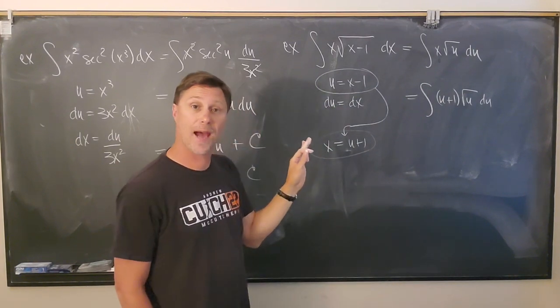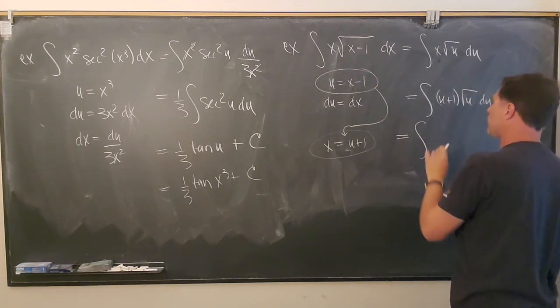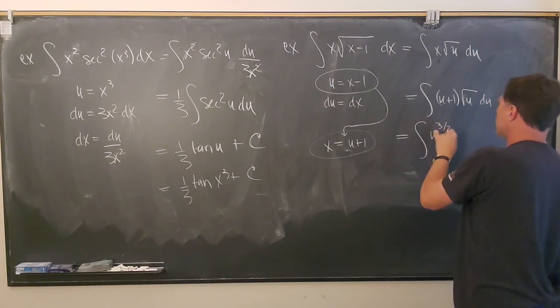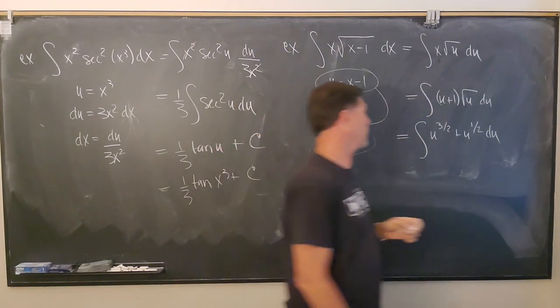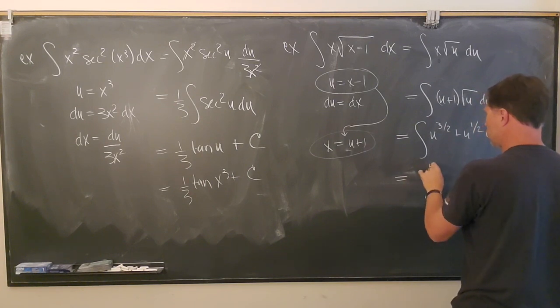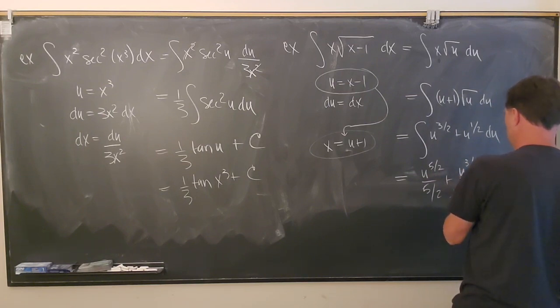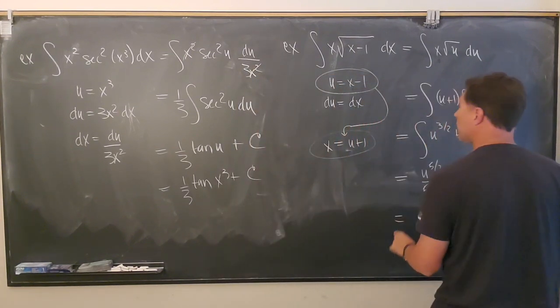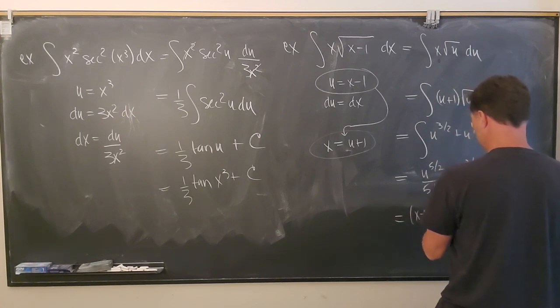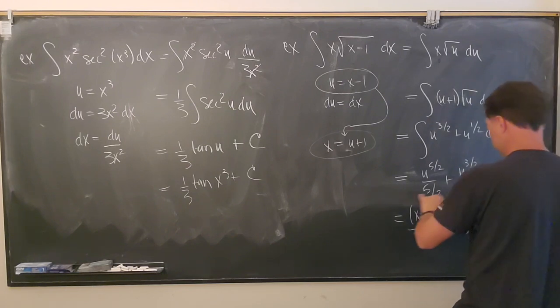Okay, so now we have an integral that's entirely in terms of the variable u, and it may not look any better than the original, but it actually is. If I do the distributive property, what we get is u to the 3/2 plus u to the 1/2 du. And then, let's take the antiderivative here. This is u to the 5/2 over 5/2 plus u to the 3/2 over 3/2 plus c. And final step, when we substitute back, this will be x minus 1 to the 5/2 over 5/2 plus x minus 1 to the 3/2 over 3/2 plus c.